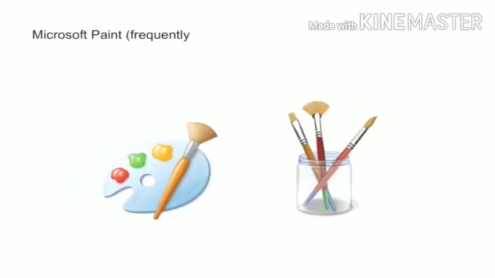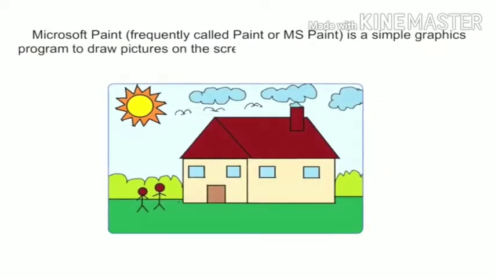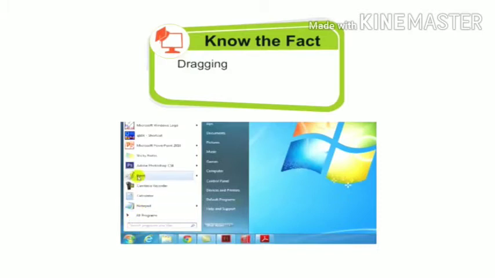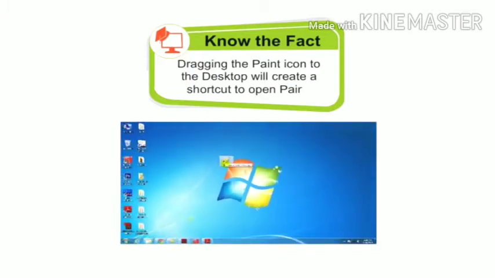Microsoft Paint, frequently called Paint or MS Paint, is a simple graphics program to draw pictures on the screen and paint them with different colors. Let me share an interesting fact with you. Dragging the Paint icon to the desktop will create a shortcut to open Paint.